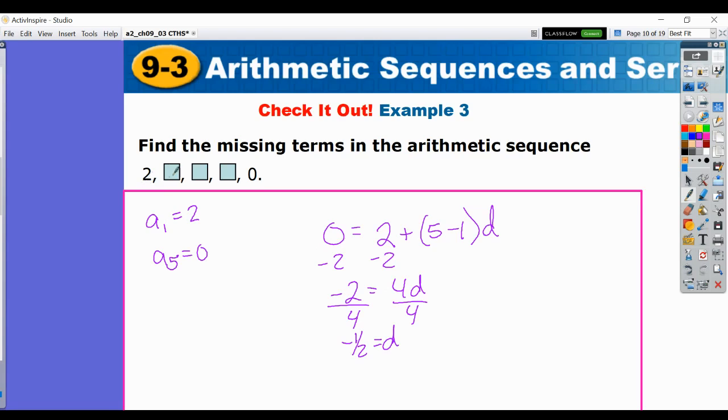So 2 minus 1/2 is 1.5. You can do this in fractions or decimals. Subtract 1/2, subtract 1/2, subtract 1/2, and that would work out. You can also notice that this is a difference of 2, and we need to divide that by 1, 2, 3, 4 changes. So it's going to go down 1/2.